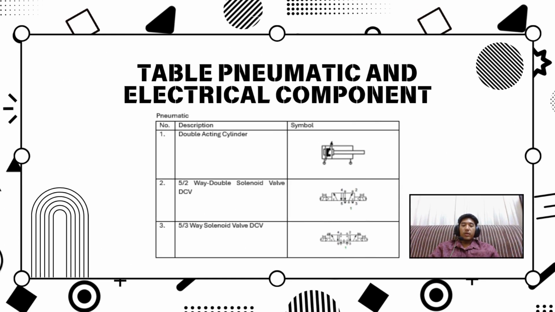Table of pneumatic and electrical components. This is the list of the pneumatic components used in our project. First is the double acting cylinder. Second, 5/2-way double solenoid valve. And the third one is 5/3-way solenoid valve.